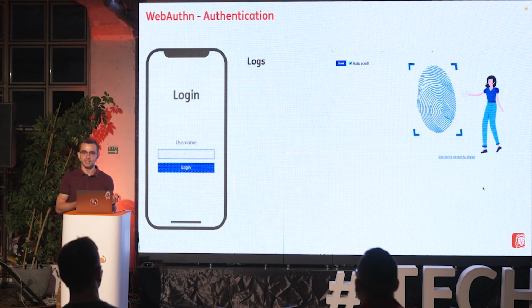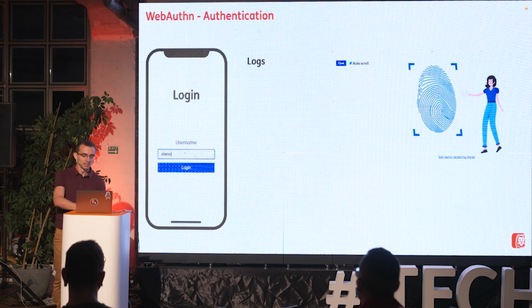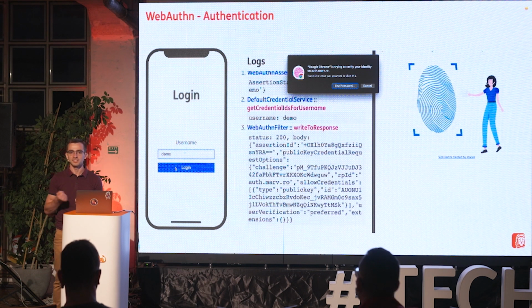Now we will authenticate with this user demo. And usually, for example, in the form login authentication, you have one request sending the username and some credentials, and then the server will respond with a session, and you have this authenticated user. With web authentication, this process happens in 2 steps. So the first step is the browser asking the relying party to generate a challenge.